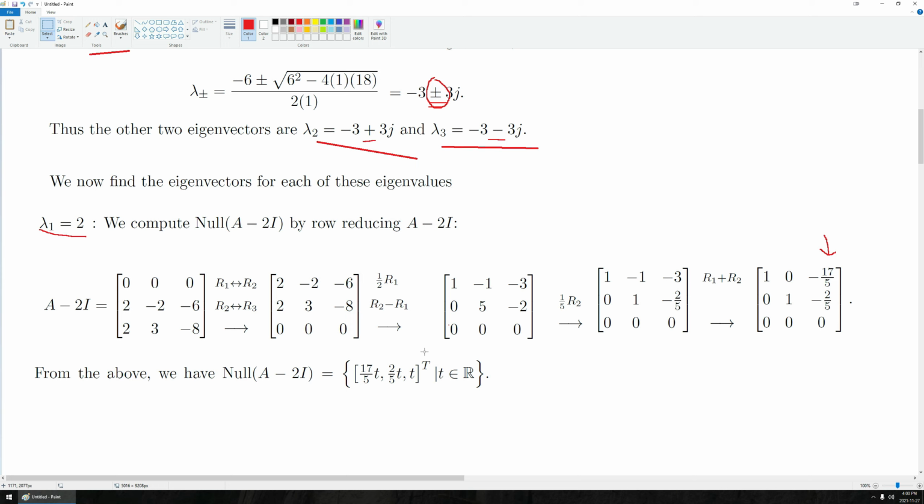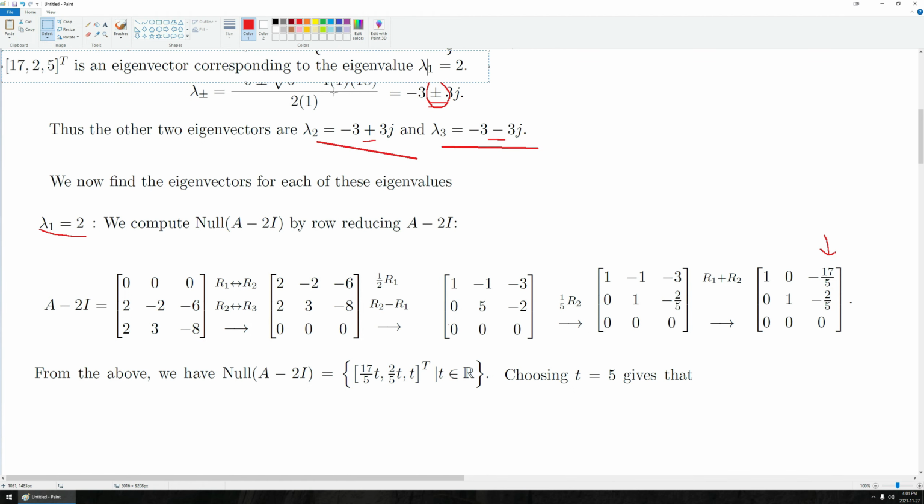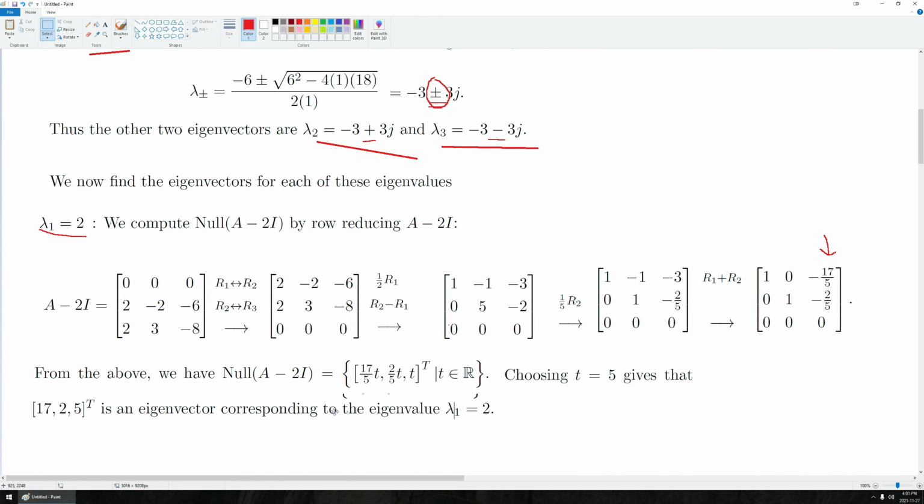If I want to pick a particular eigenvector for this eigenvalue lambda 1 is equal to 2, all I need to do is pick some value of t different from 0 and plug it in, and I get my vector. Here you can notice that if I choose t is equal to 5, nice things happen, right? The 5 cancels this 5, and that 5 will cancel this 5. So I end up with nice integers. From here, I'm going to choose to do this, and I'll say that my eigenvector for lambda 1 is equal to 2 is simply going to be this: negative 17, 2, 5. Okay, again, this is a choice.